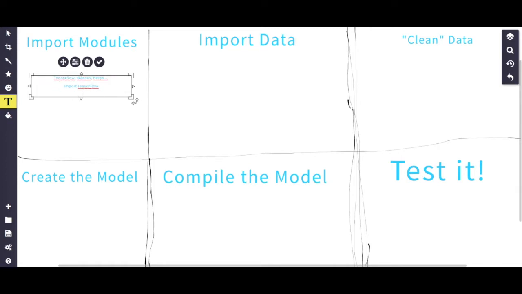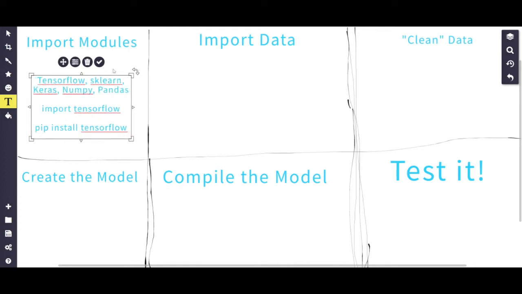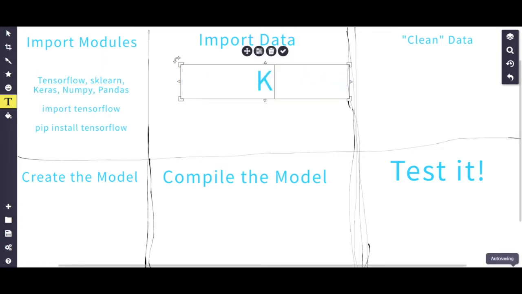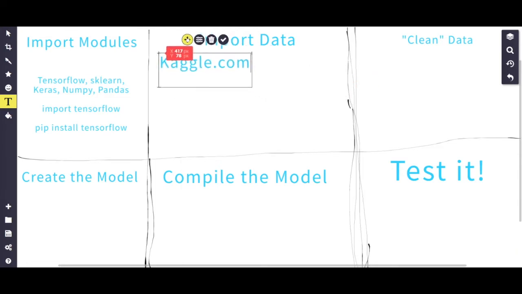But make sure that we have to install it using pip. So pip install TensorFlow. And let me add a few more to this list. And then we also have pandas. I like to call it that. Next, import data. For importing data, I usually find my datasets from Kaggle.com. It has datasets made for machine learning purposes.